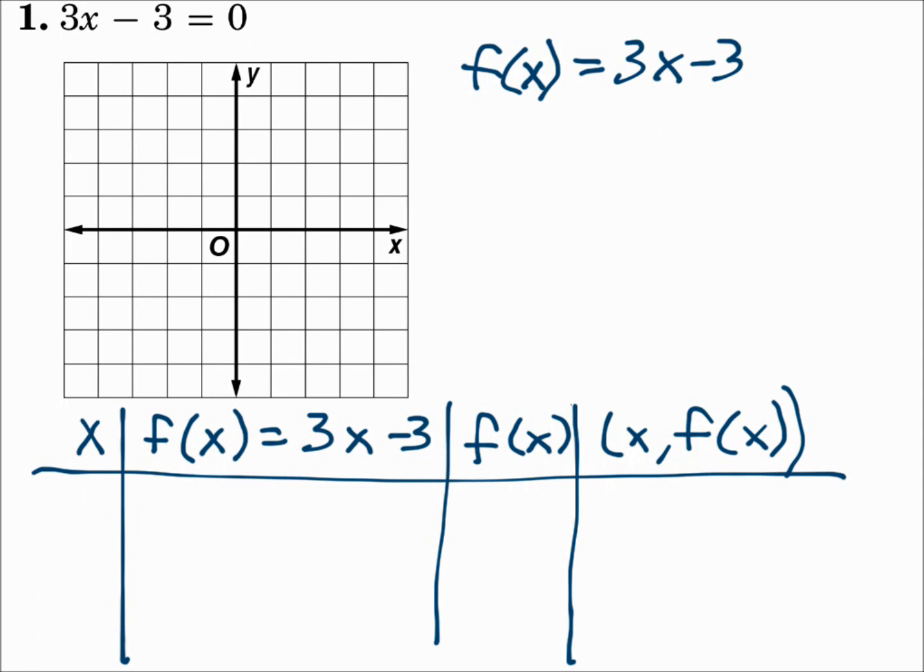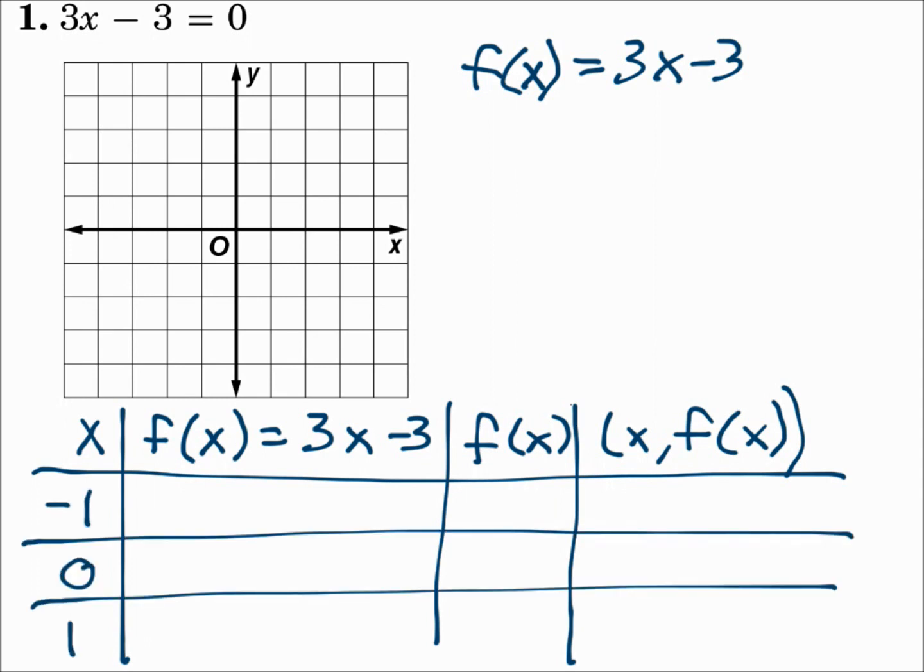It's a good idea to just use -1, 0, and 1 for your x values. You can use any points you want to, but if you use those 3 points, that'll give you a good set of points to connect and then finish the question. So substitute in -1. f of -1 is 3 times -1 minus 3, which is -3 minus 3, which is -6. So we have a point, -1, -6.